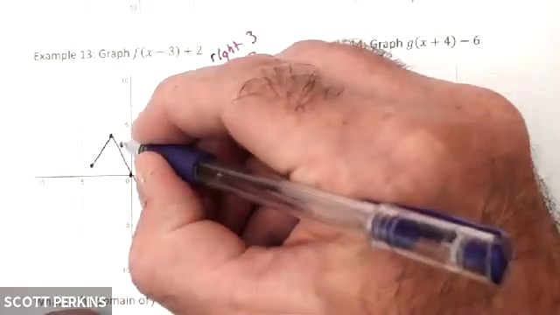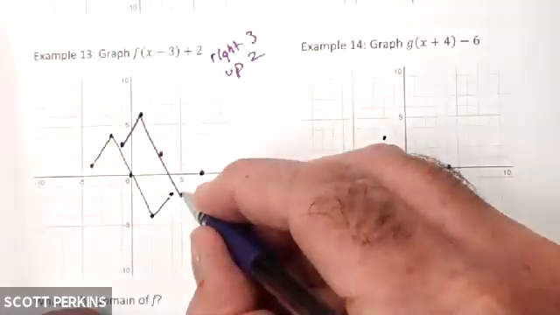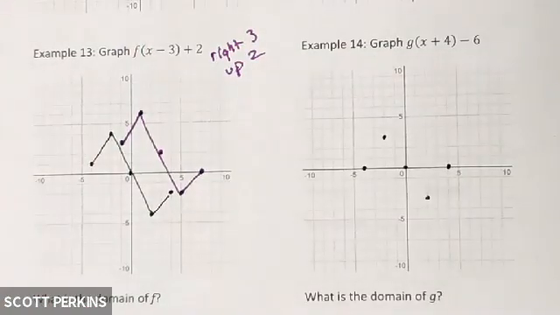So again, we're just translating the graph. We have not changed the shape of the graph at all. Okay, we have slid the whole graph right 3 and then up 2.